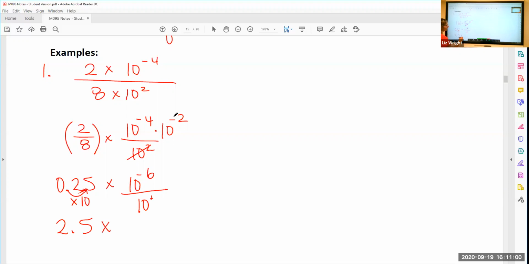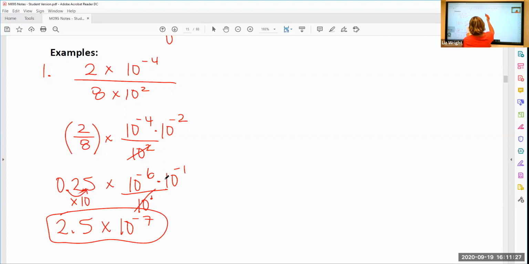2.5 times, and then again, if we're bringing that up, we're subtracting that 1 off, that exponent. Or again, you can think of it as like multiplying by 10 to the negative 1. And then we've got times 10 to the negative 7. And then you're looking at your final answer and you're saying, does that one look like it's in proper scientific notation? And the answer to that is yes. So now let's try another example.